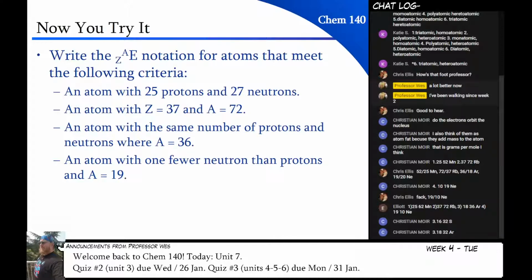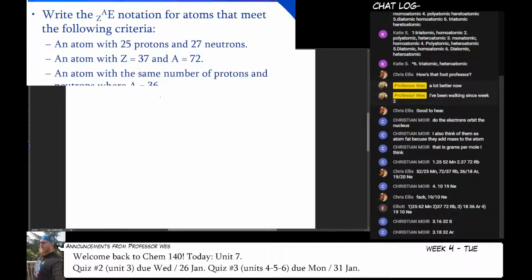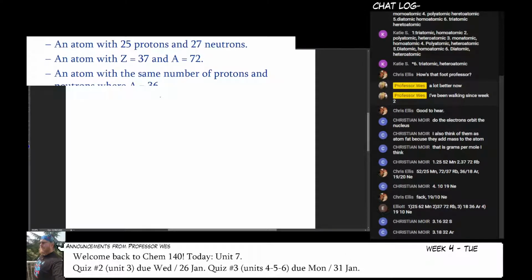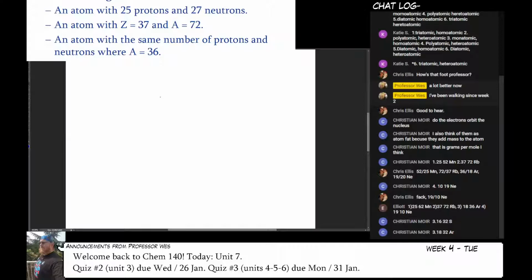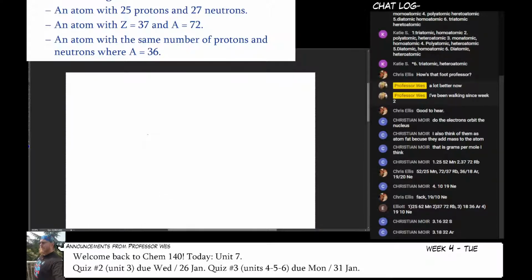So for an atom with 25 protons and 27 neutrons, I'm just going to go over to this screen to give me a little more space to work with. 25 protons would be my Z. 27 neutrons plus 25 protons is 52, so that'd be my A. Now I need to look at the periodic table to find which element is element 25, and that is manganese. So there's the first one.